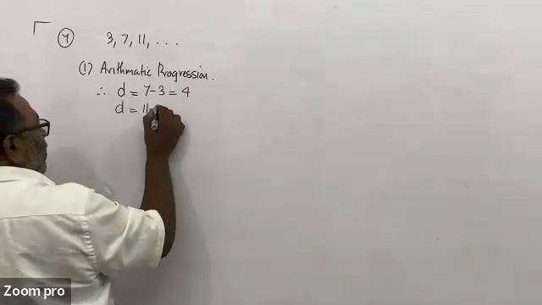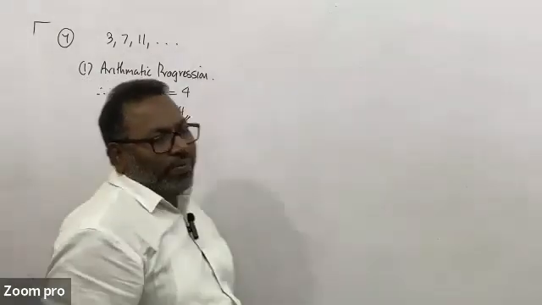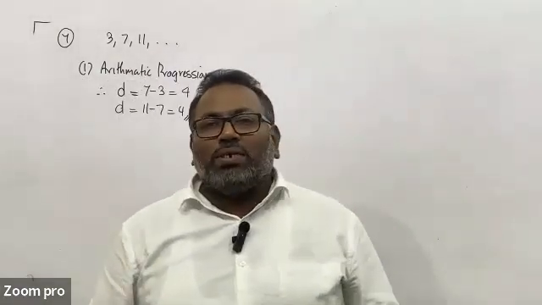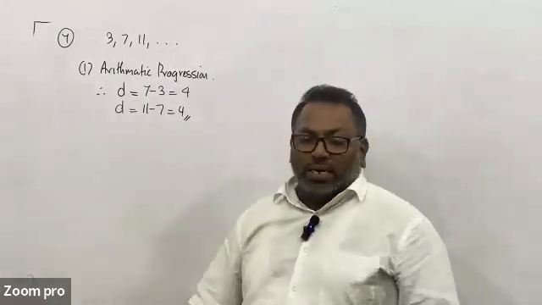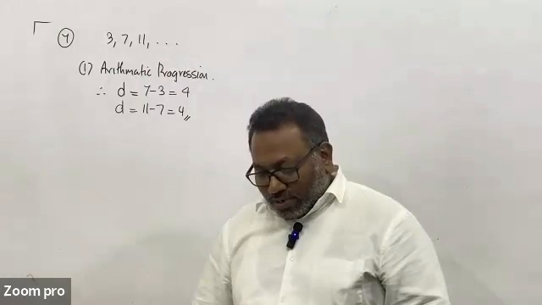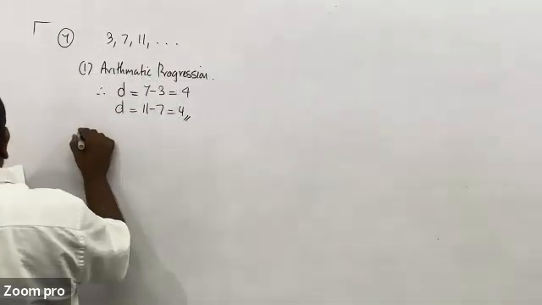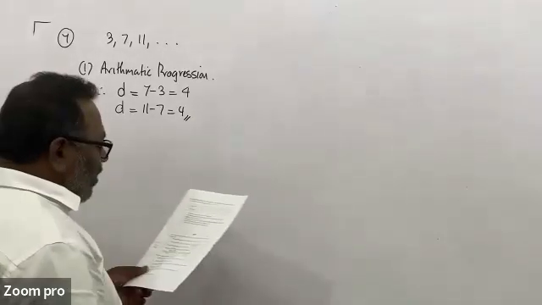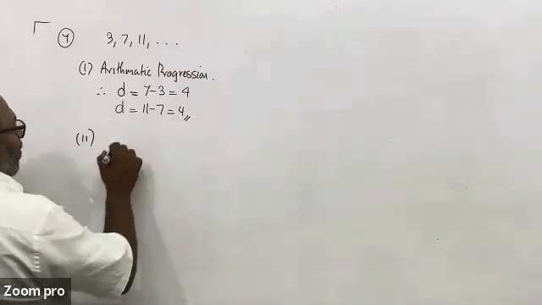11 minus 7 is 4. So you can see there is a common difference between the terms in the number pattern. Therefore, we call it an arithmetic progression. Okay, so that is your first question. Second question is, find the length of the 20th piece of ribbon. So how do you find the 20th piece of ribbon?